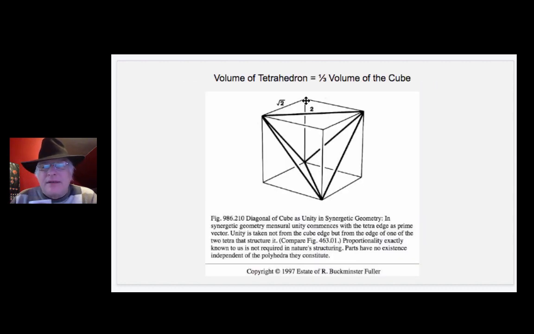If it has edges second root of 2, the volume would be second root of 2 to the third power, not 3. And it's actually the ratio between second root of 2 to the third power and 3 that we use as a conversion constant to go between what our synergetics volume for this cube is and what the XYZ volume for that cube also is.